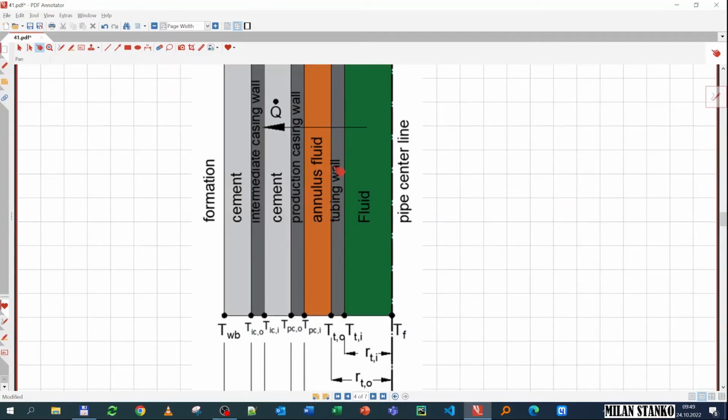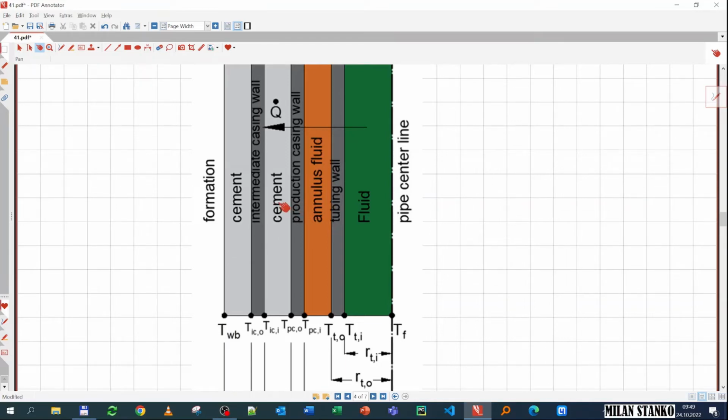Then we have conduction in the tubing wall. Then we have these two walls of the annulus fluid. The completion fluid can be mud, for example. These two walls are at different temperatures, and that causes some circulation of fluid in the annulus, going up and down, and that is free convection. And then we have conduction in the production casing wall.